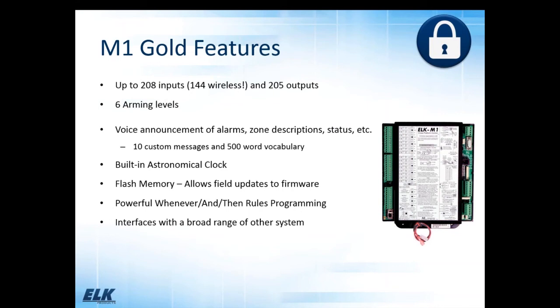So just going over Gold features, if you're not familiar with the M1, it is a security and automation control platform, 16 zones on board, up to 208 expandable, and it can have wireless up to 144 zones. We also have expansion capability with outputs, and we'll actually be going into a little bit of that hardware as we go through, but you can have up to 205 outputs on the system, which could be relays, voltage outputs, or a combination of the two.